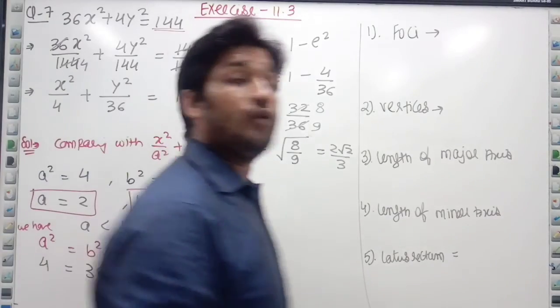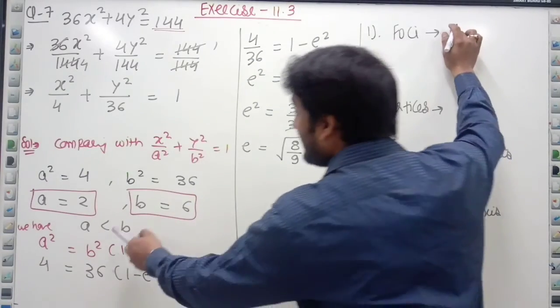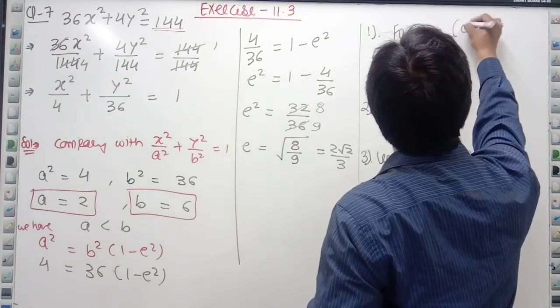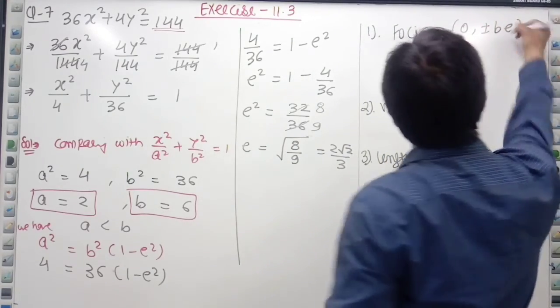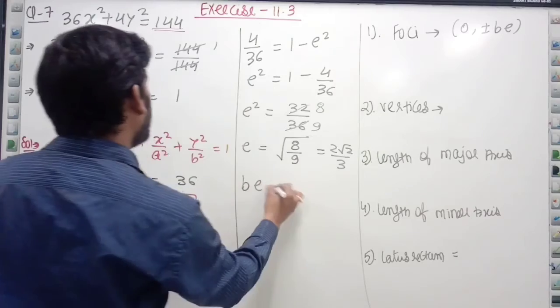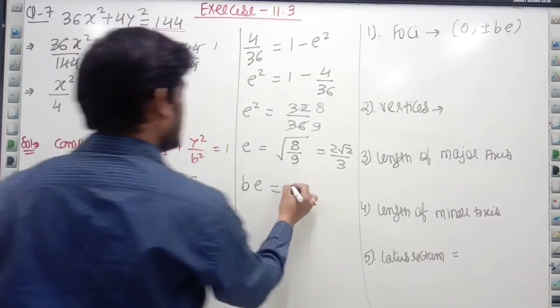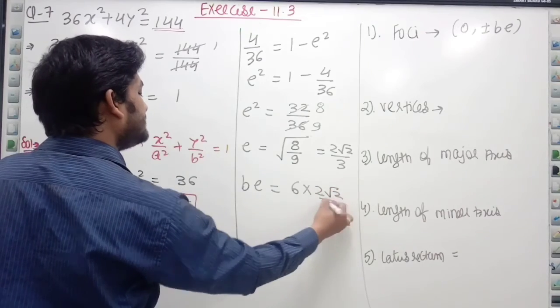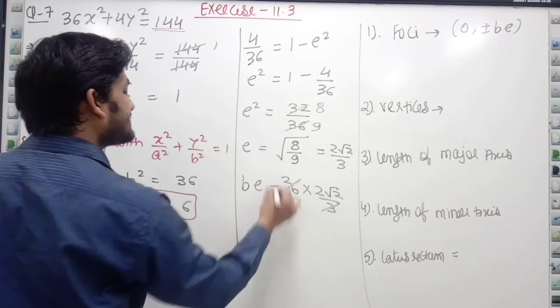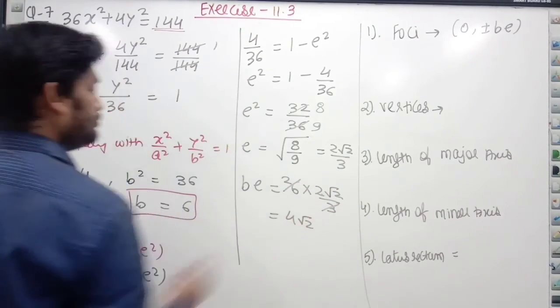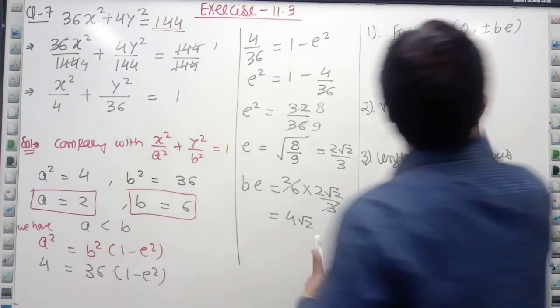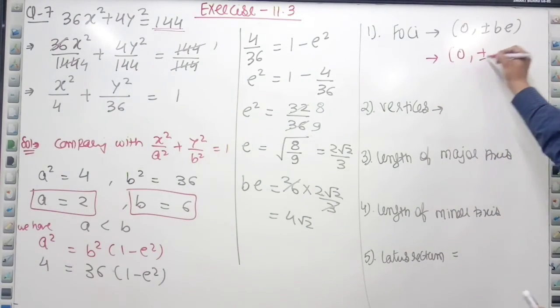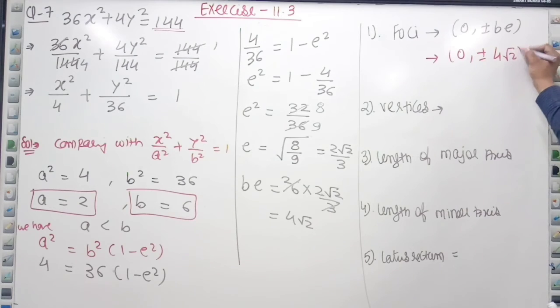The first thing is foci. Foci, as A is less than B, foci is 0, plus minus B e. So B I am calculating, B is what? 6. B we have 6, e is 2 root 2 by 3. 3 2s are 6, 4 root 2. So I can write the foci as 0, plus minus 4 root 2.